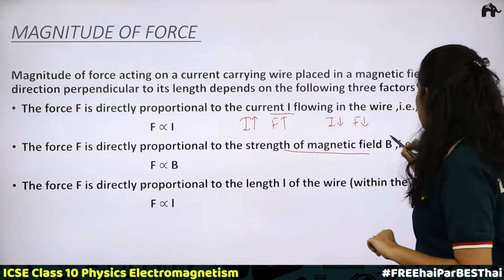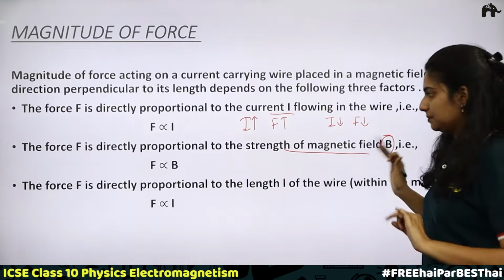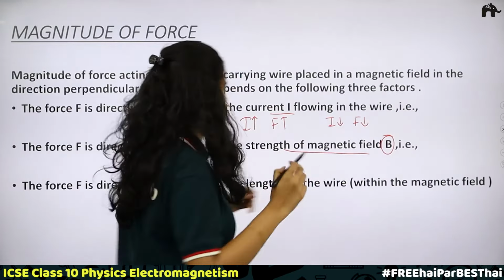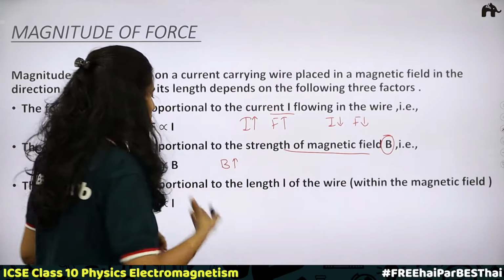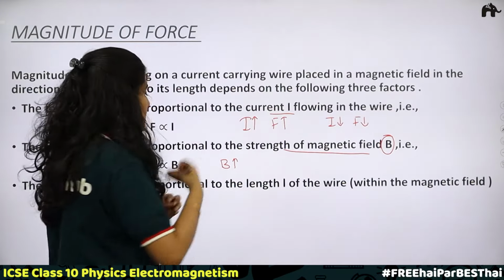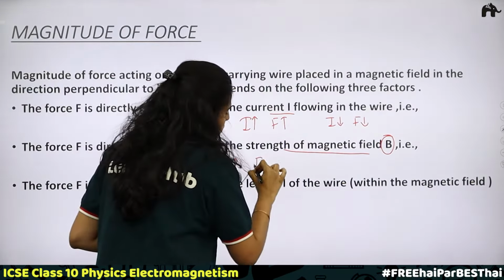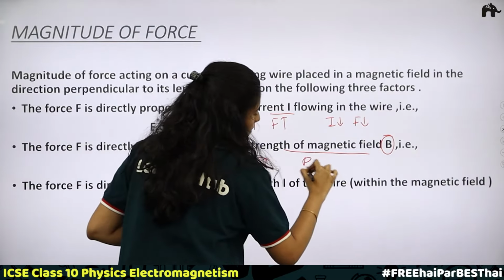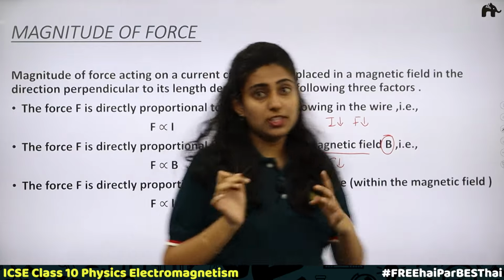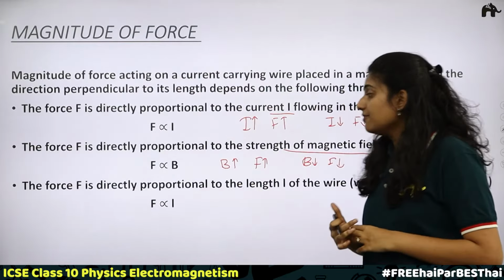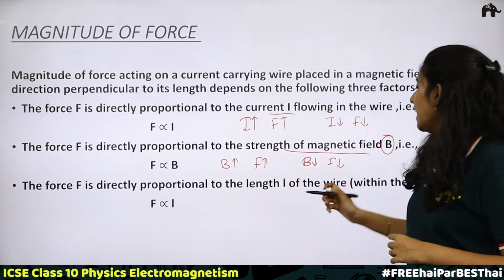Magnetic field is represented by capital letter B. Here again, the force will increase with magnetic field strength. When you use magnets of more strength, when the magnetic field strength increases, the force will also increase. If magnetic field strength decreases, force will decrease. They are directly proportional.